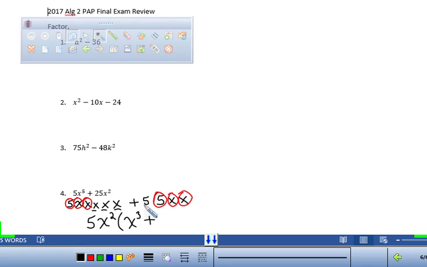plus a 5. This is two terms and it has a plus sign, so the only option would be sum of cubes, and 5 is not cubed. So at that point, we're done. It was just a greatest common factor.